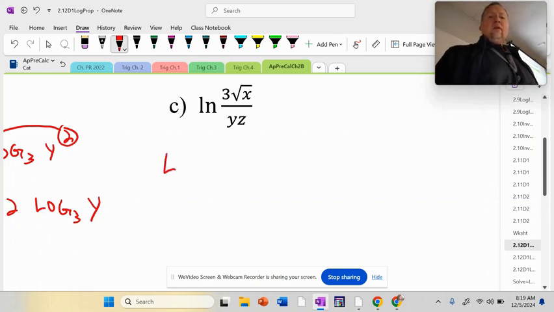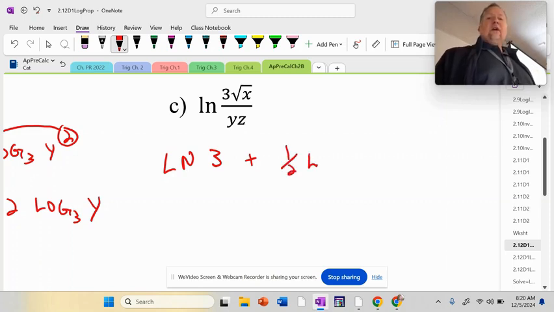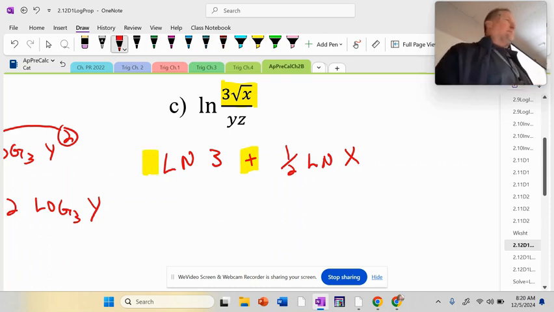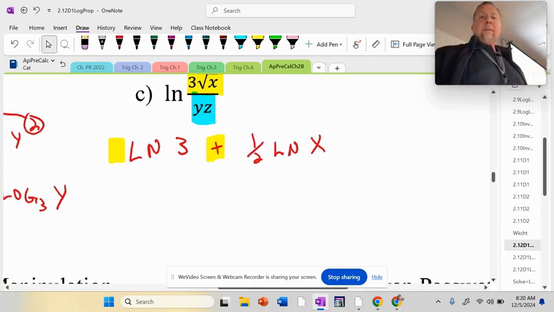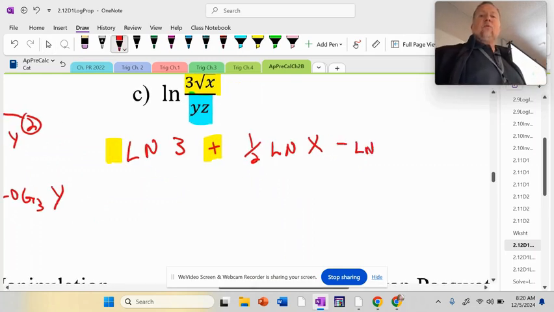So, all right, here it is. ln of 3, because it's up in a numerator, plus what's square root of x the same thing as? What power? 1/2. So then that's 1/2 ln of x. And why is it plus? Because these are up in the numerator. Plus, and there is a positive out in front of this, but I would never write it. And then these are in the denominator, so what should they have on them? Subtraction. So it's minus ln y minus ln z.